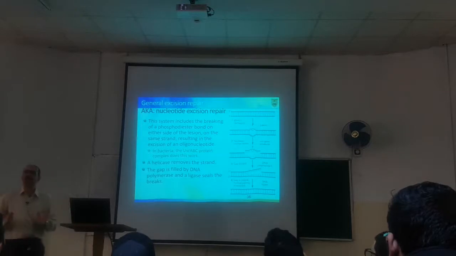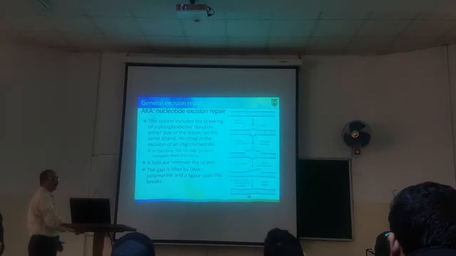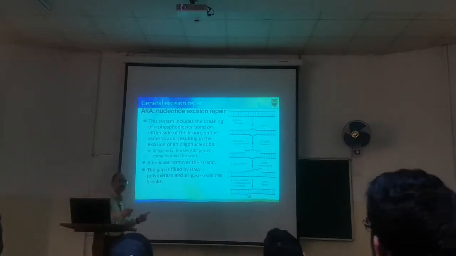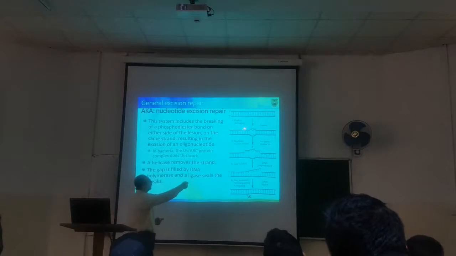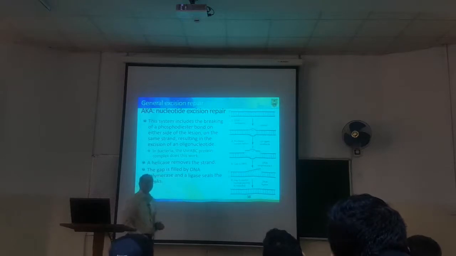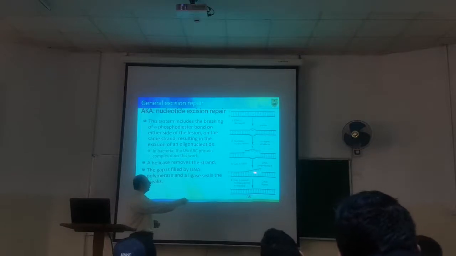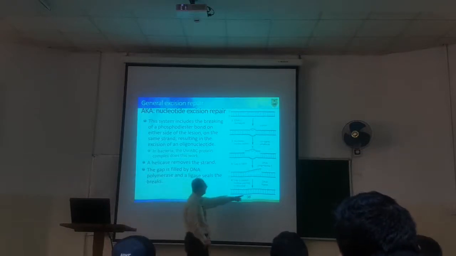So the idea is quite simple. عندنا pyrimidine dimer right here. Simply, you have this system activated, creating two nicks surrounding the lesion. This fragment is then removed by a helicase, and the gap is filled in by a DNA polymerase 1, followed by a DNA ligase, creating a phosphodiester bond.